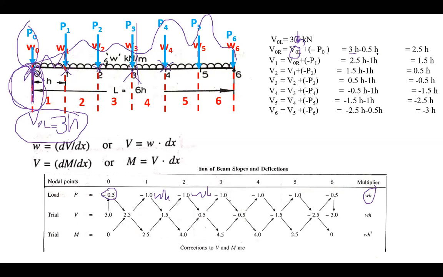Therefore V1, the next shear force here, will be equal to the previous value, V0, that's 2.5 H, minus P1, which will give you 1.5 H. So 2.5 H previous value minus 1 H, that can be very simply explained here. So 3 minus 0.5, 2.5. 2.5 minus 1, 1.5. 1.5 minus 1, 0.5. 0.5 minus 1, minus 0.5. Minus 0.5 minus 1, minus 1.5. Minus 1.5 minus 1, minus 2.5. Minus 2.5 minus 0.5, minus 3. So this is how you will have to calculate the shear force.